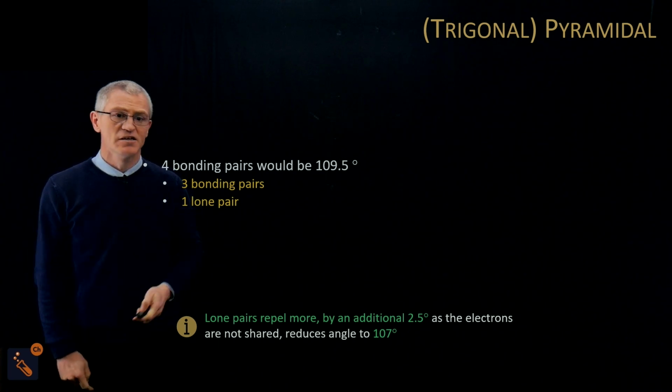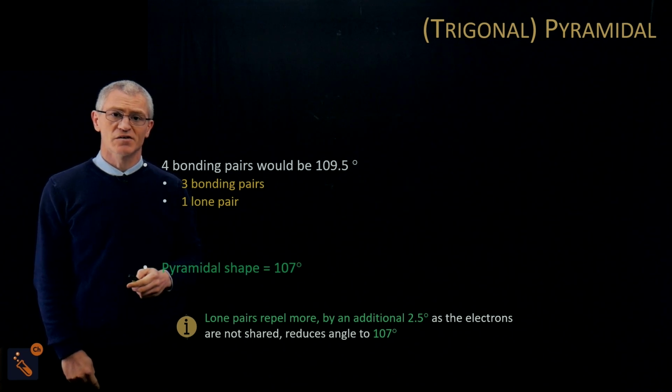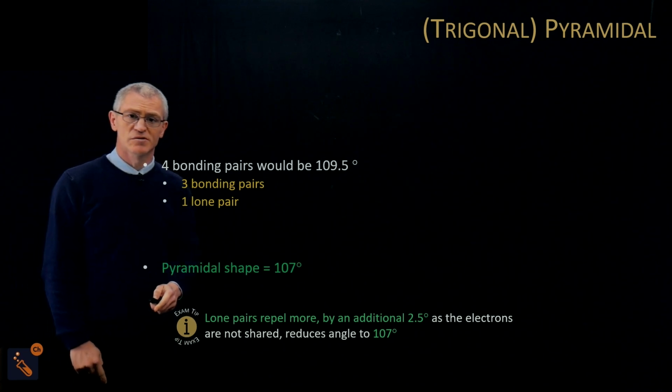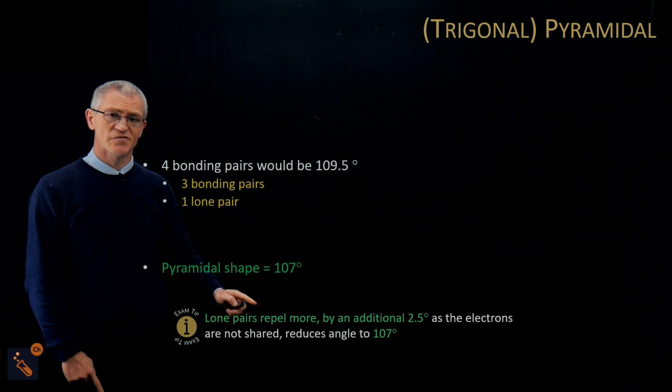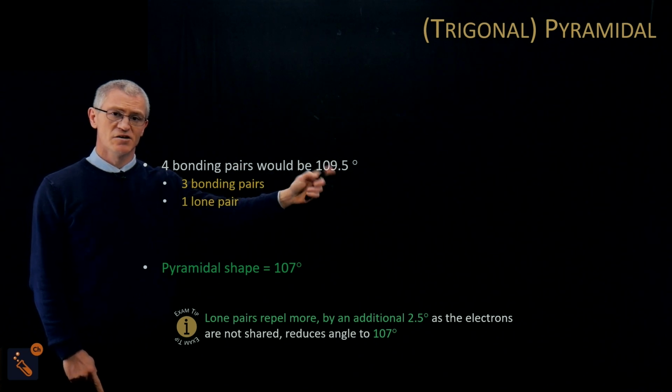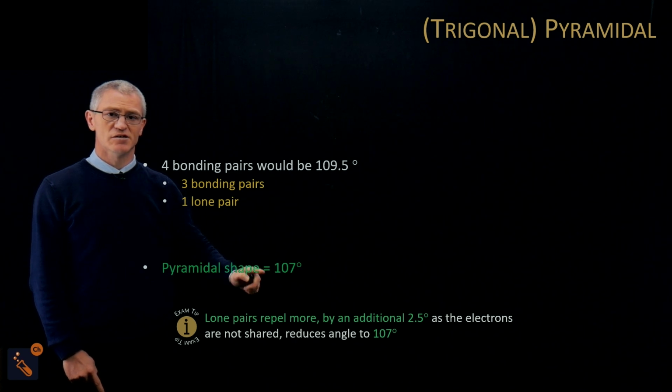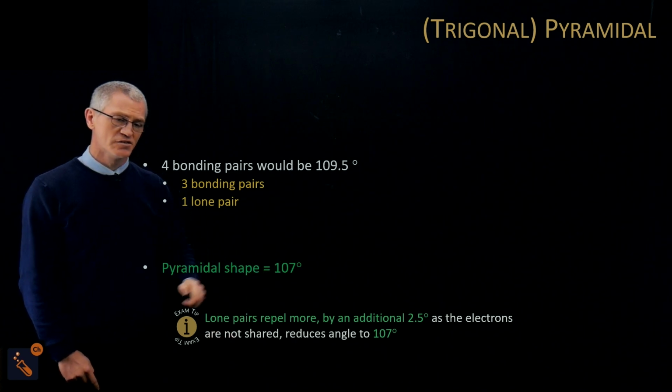Okay, so let's look at an example, okay, of this pyramidal shape. Now the pyramidal shape is 107 because if you think there's 4 pairs, would be 109.5, but of the 4 pairs, 1 is a lone pair, so it's reduced this angle by 2.5. So 109.5 take away 2.5 is 107. So this one is 107.